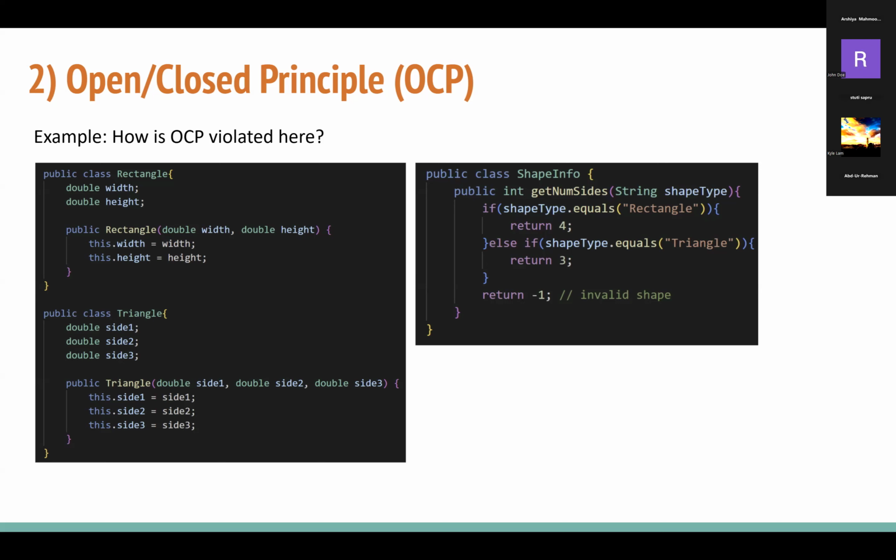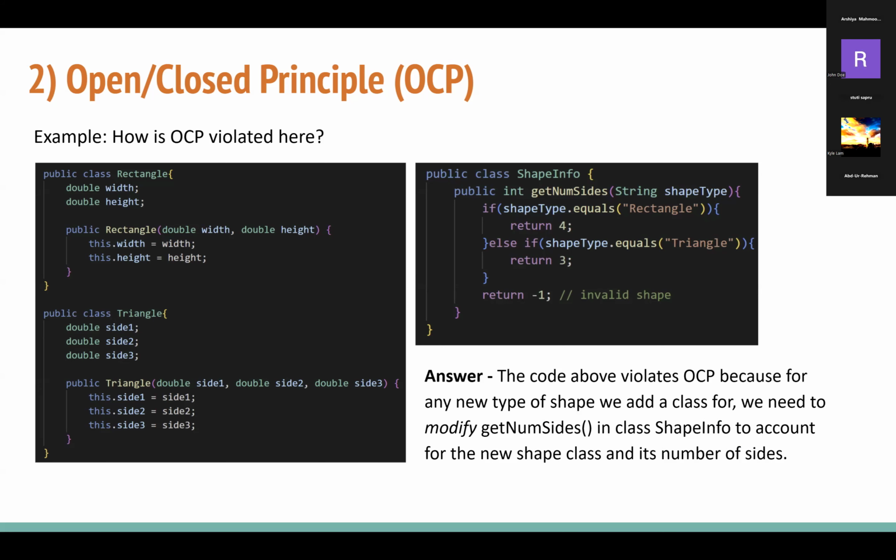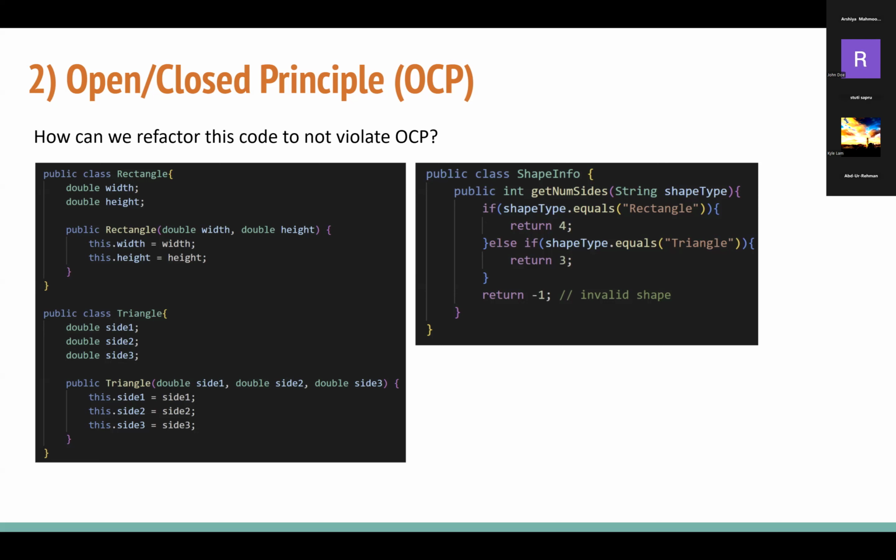And that's right. The code above violates OCP because for any new type of shape we add a class for, we need to modify getNumSides in class ShapeInfo to account for the new shape class and its number of sides. We'd have to return a new number as well. So you're modifying your code, not adding anything new, right? Okay.